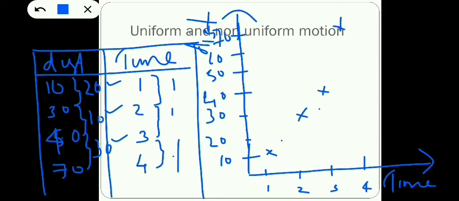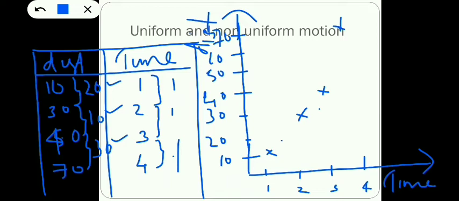So this type of motion is non-uniform motion, and based on this data we can plot a graph. And here is the graph. Time is plotted along the x-axis, distance is plotted along the y-axis, and I have plotted the points too.